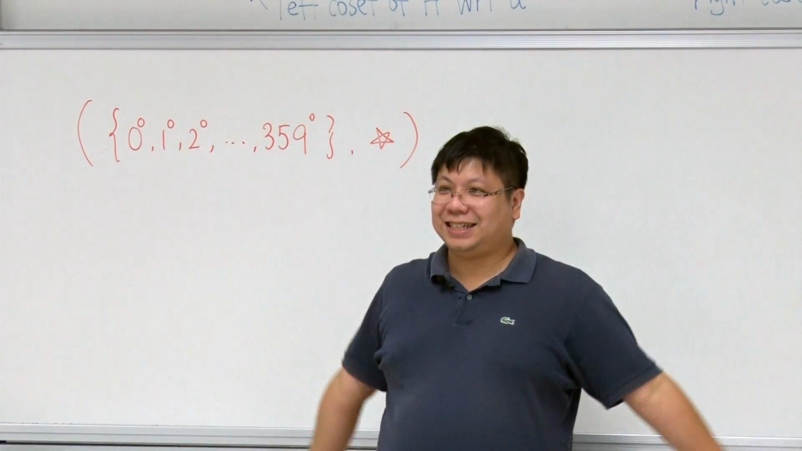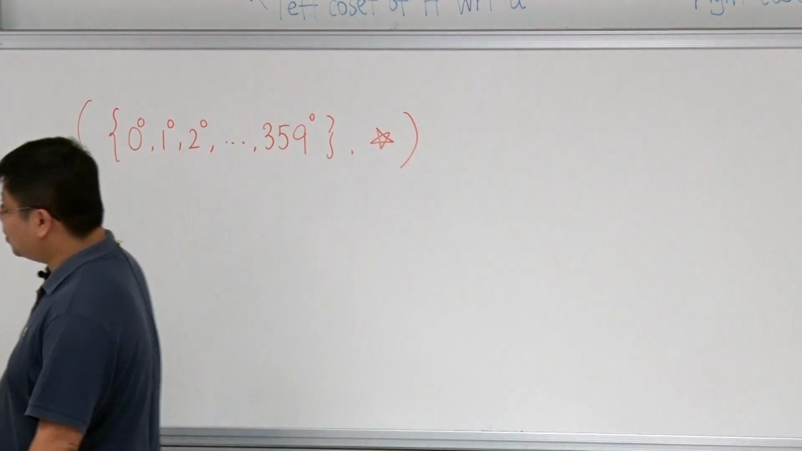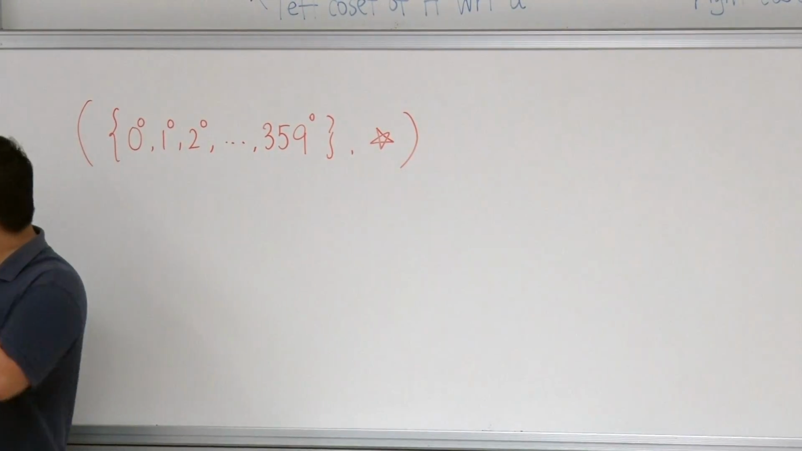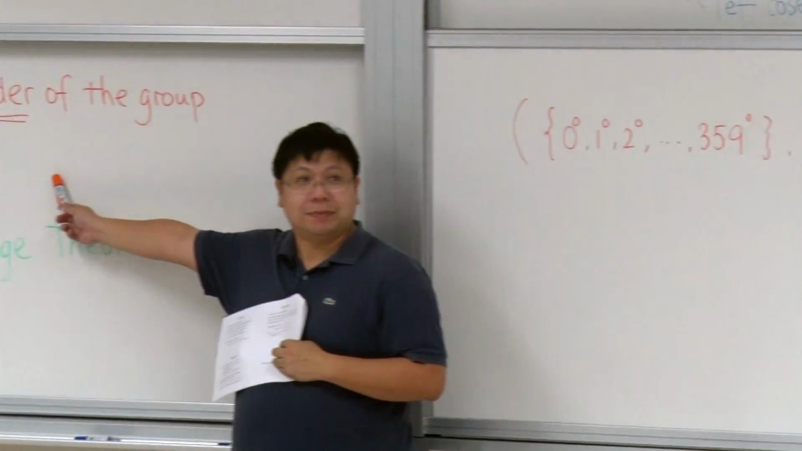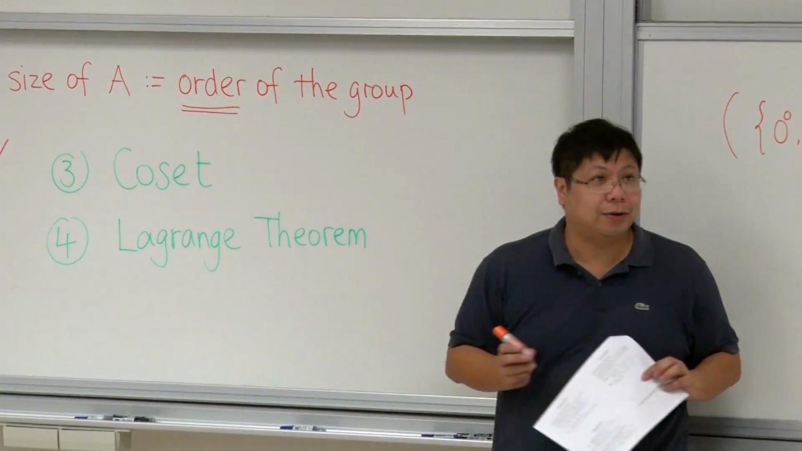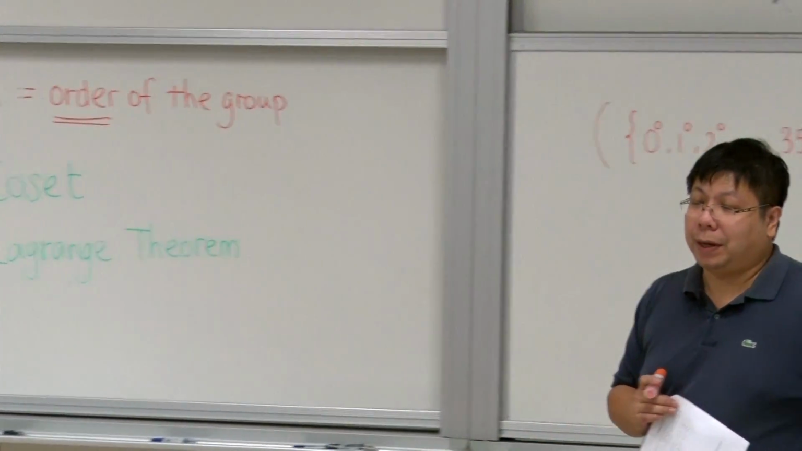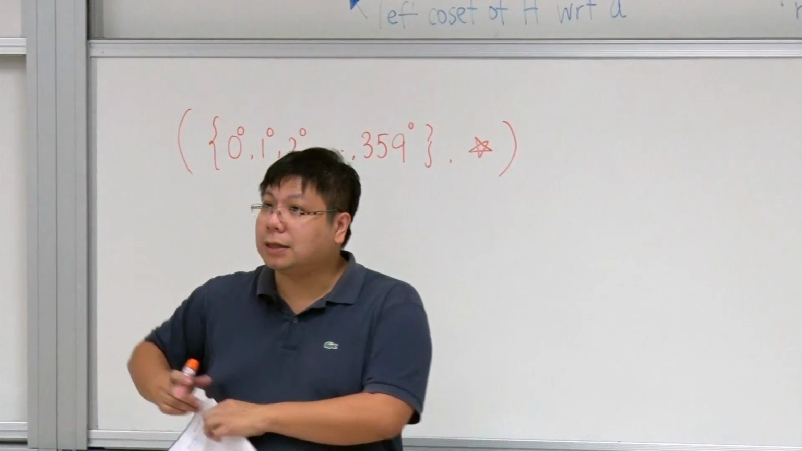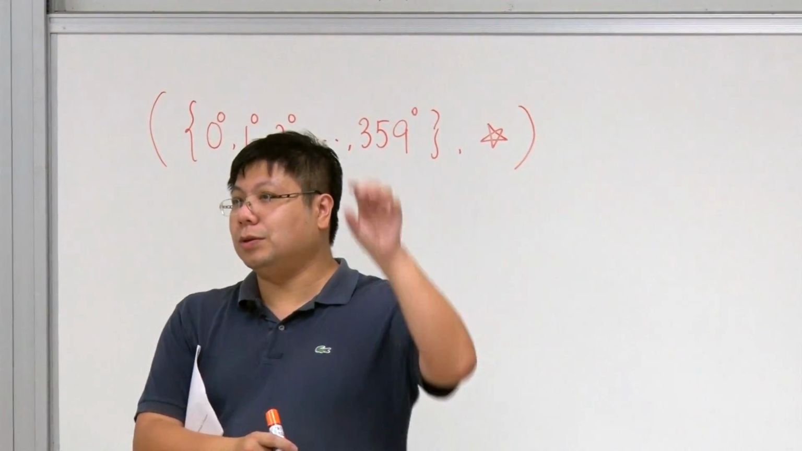Okay, let's resume the class. Next we are going to introduce a concept called coset. The purpose of this coset is to help us prove Lagrange theorem. So what is Lagrange theorem about? Lagrange theorem relates the size of a subgroup to the size of a group.